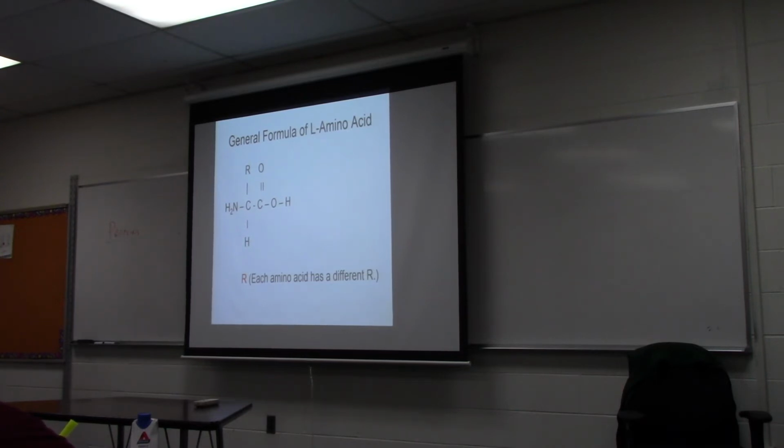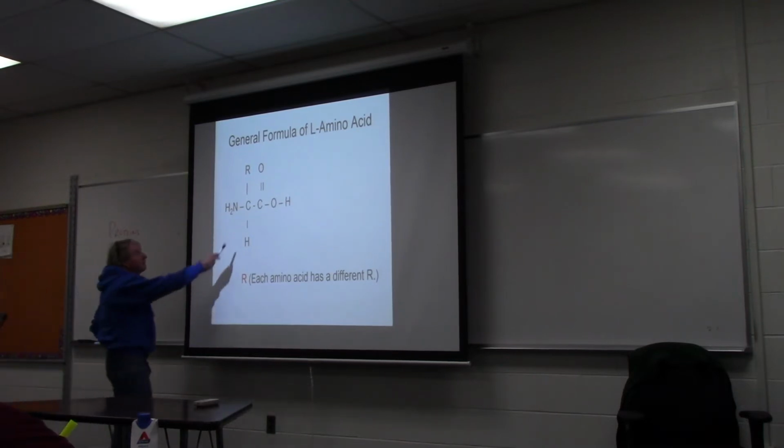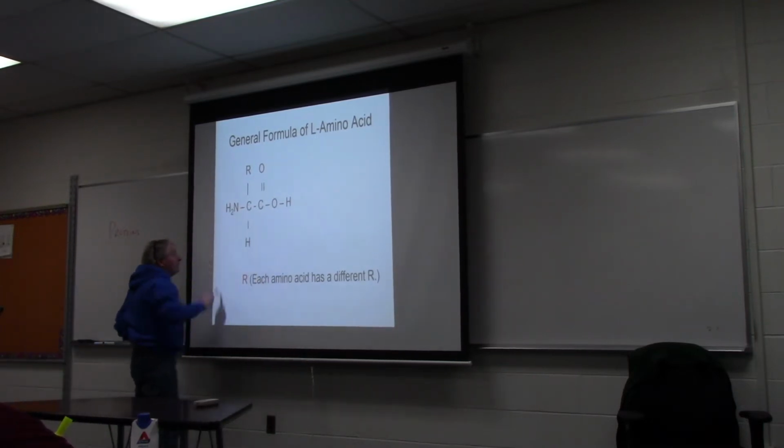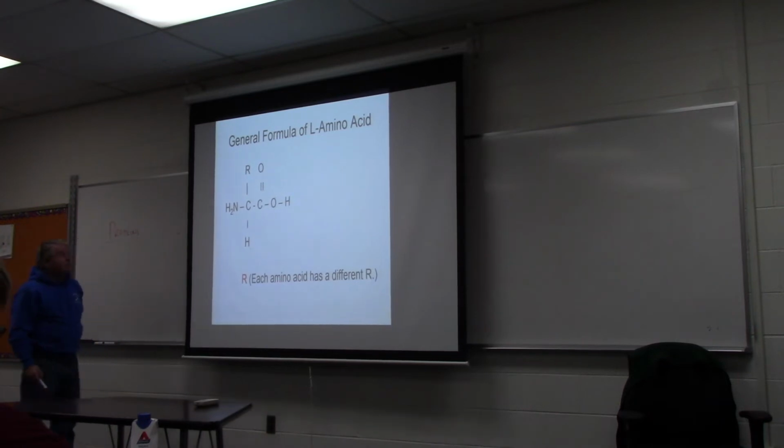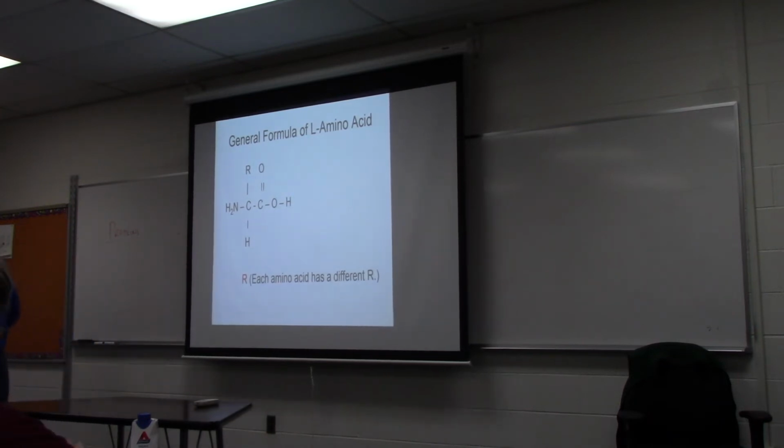The R represents the side chain or side group, and there are 20 amino acids. Each amino acid will have this in common. This guy is called the alpha carbon. But coming off the alpha carbon will be an R group or side group, which is different for every one of the amino acids. I told you we went over the 20 and their names.